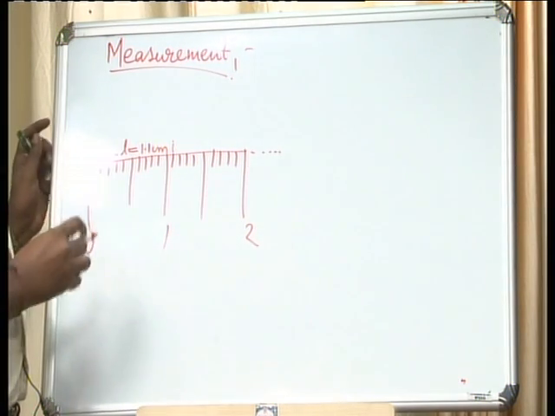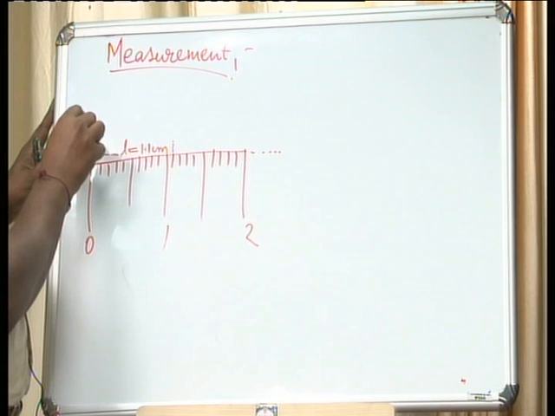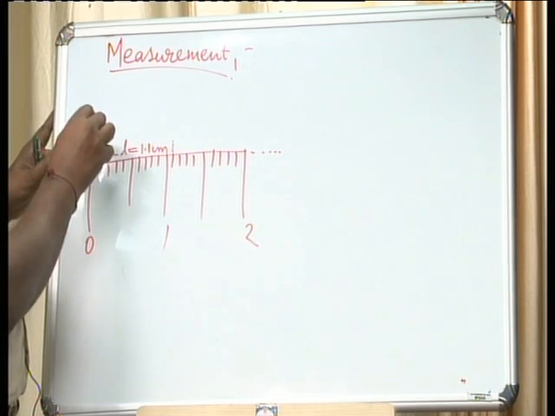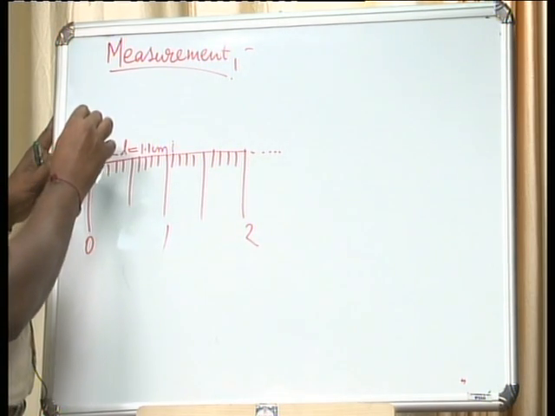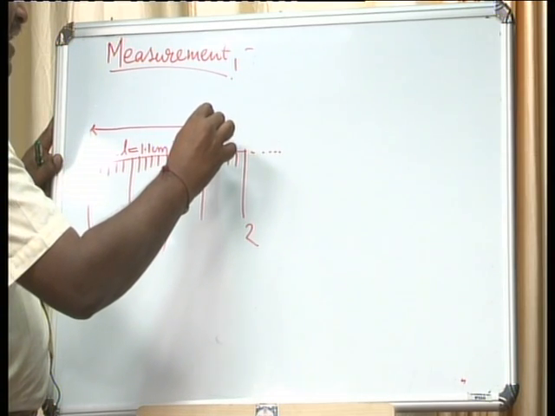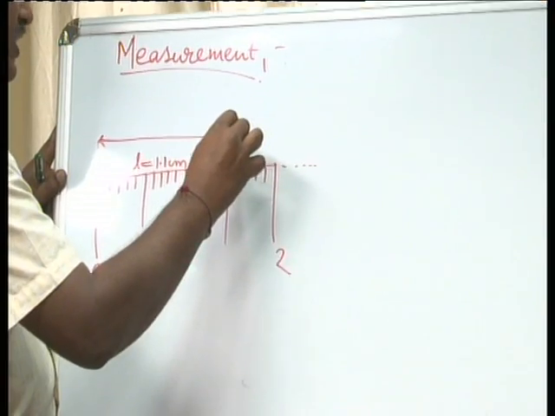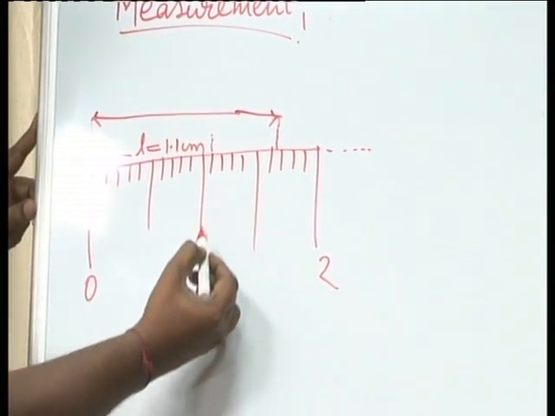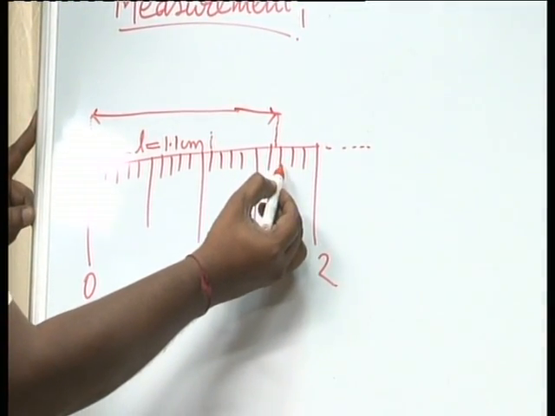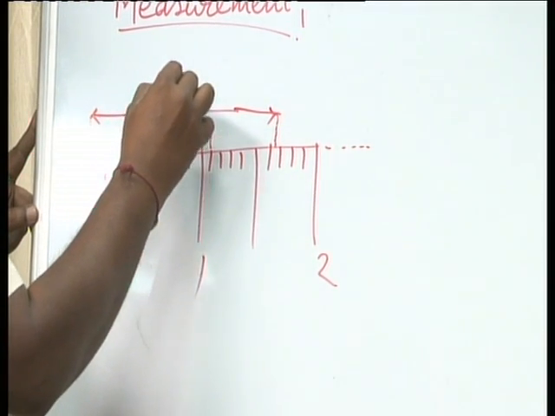Instead of this, suppose there is a possibility where we have another article whose one end is connected to the 0th division, and the other end coincides between two divisions, like 1.5, 1.6, 1.7. Here, what is the length?